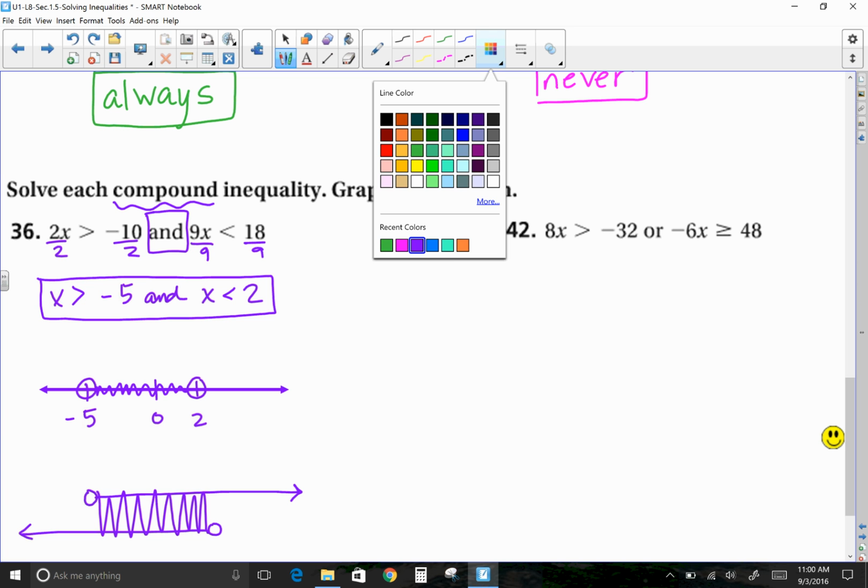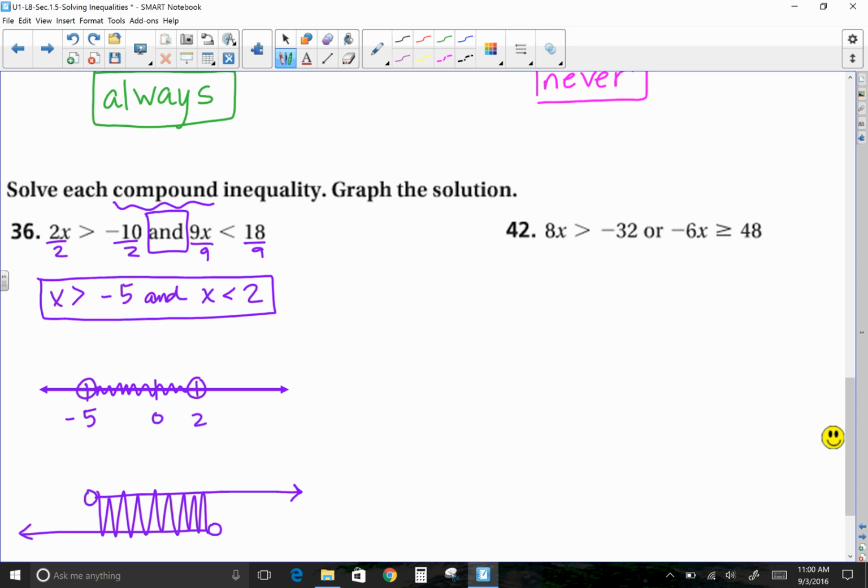Let me finish up. And so now we have 8x is greater than negative 2. I'm going to divide both sides by 8. And I'm going to have x is greater than negative 4. I do not flip it because that's not a negative number. And then I have or, because this is our key word this time. Divide both sides by negative 6. And I get x is greater than or equal to negative... 48 divided by 6 is not 4, it's negative 8. So that is our answer algebraically.